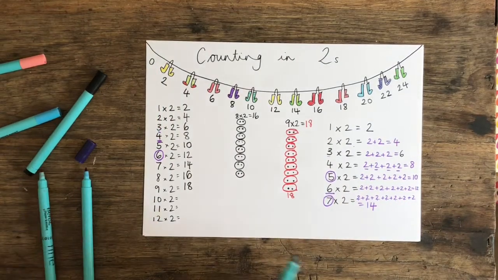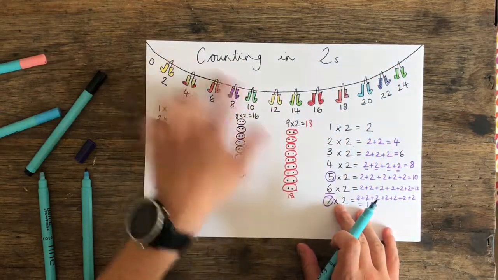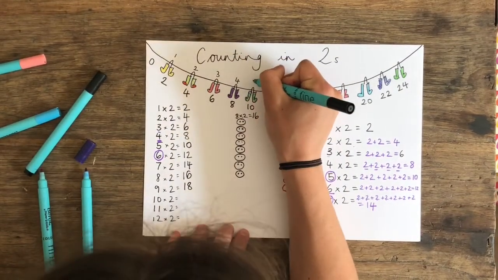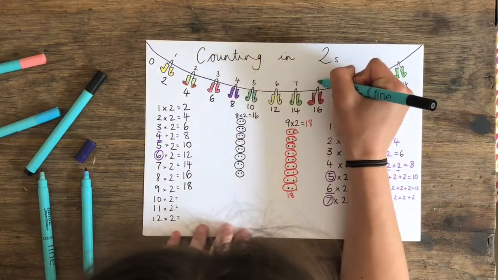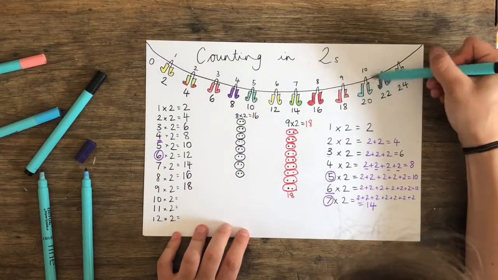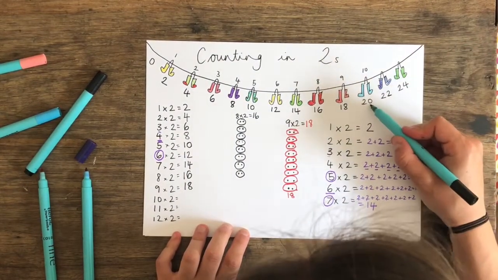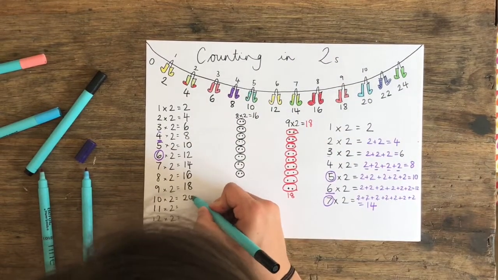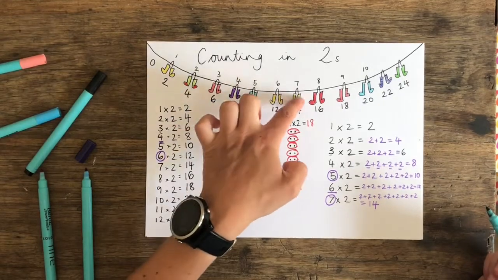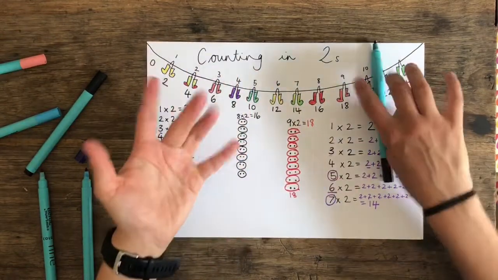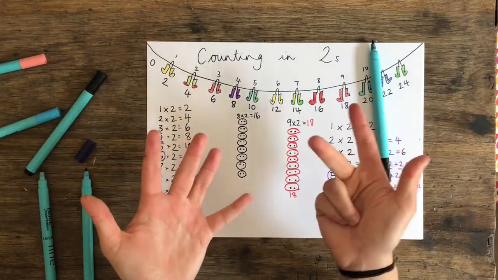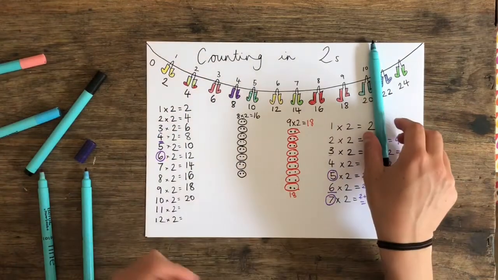10 times 2. So we could count the pairs going all the way across. That's 1 pair, 2 pairs, 3, 4, 5, 6, 7, 8, 9, 10. And what number is underneath the 10th pair of socks? How many socks do we have there? 20. You're right, 20. I could count up in twos. 2, 4, 6, 8, 10, 12, 14, 16, 18, 20. I could use my fingers. 2, 4, 6, 8, 10, 12, 14, 16, 18, 20.